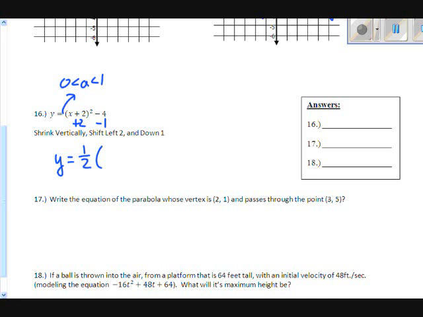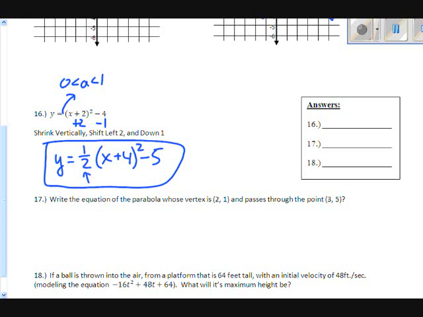If I shifted it to the left 2, I added 2 in here. Well, there was already a +2, and if I add 2 more, it's now going to be a +4 squared. On the outside, I had a -4, but now I shifted it down 1, so I subtracted 1, so that's going to give me a -5 instead. And that's it. Okay, and again, this could be different. You could have a different fraction there.